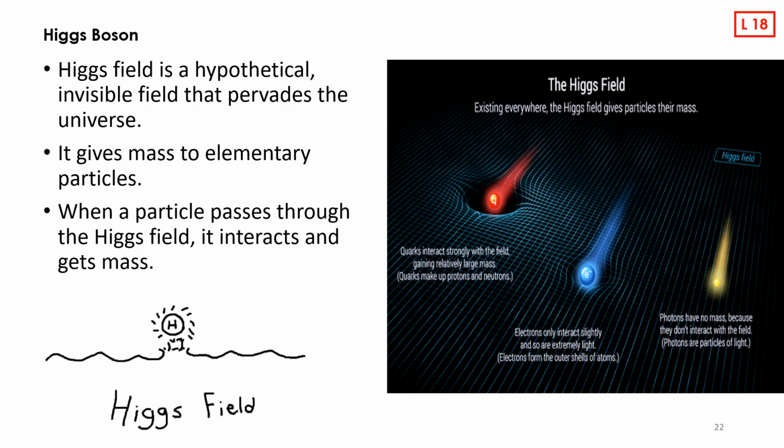For instance, quarks interact strongly with the field, gaining relatively large mass. Electrons only interact slightly, and so they are extremely light. And photons, which have no mass, it is because they don't interact with the field at all. And Higgs field is the one responsible to give mass to everything, every matter in the universe. And Higgs boson is an excitation of Higgs field. By finding the Higgs boson, we know that Higgs field exists, and without Higgs field, we don't have any masses.